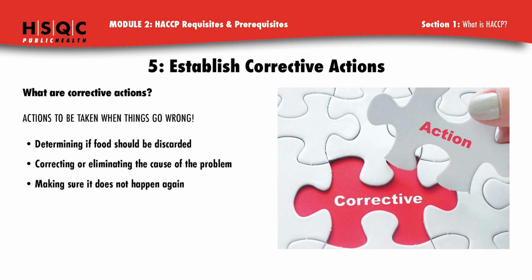5. Establish corrective actions. What are corrective actions? Actions to be taken when things go wrong. They include the following: determining if food should be discarded, correcting or eliminating the cause of the problem, making sure it does not happen again.